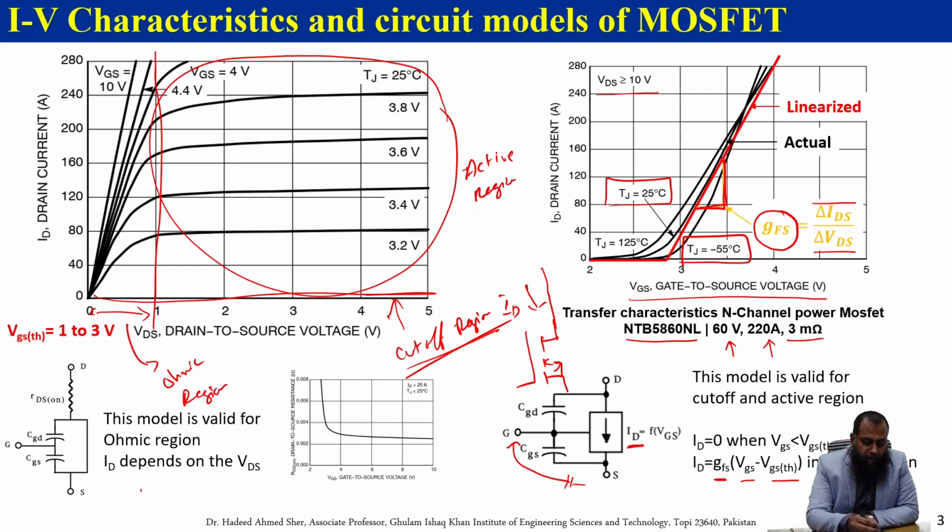However, when we are operating in the ohmic region, we cannot use this model, and therefore we need to have another model for that purpose, and that is represented by this given model here. Now, in this model, as you can see, we have the same drain to source and the gate terminals available here. We have the two capacitances, which are the CGD and CGS, and we have another parameter which is known as RDS on. RDS on is the drain to source resistance when the MOSFET is in an on state, and this model is only valid for the ohmic region.